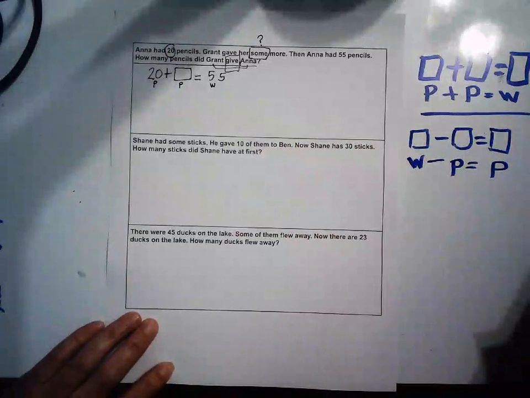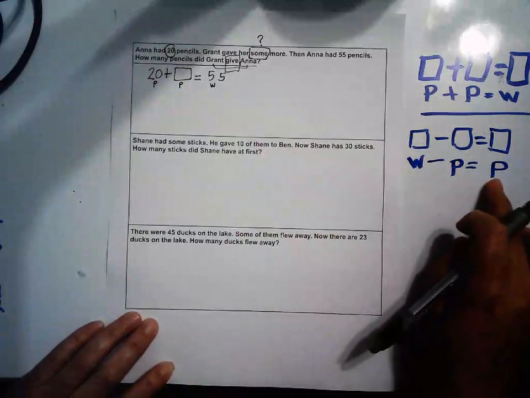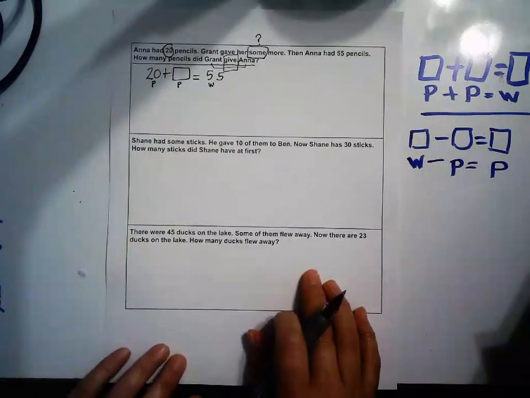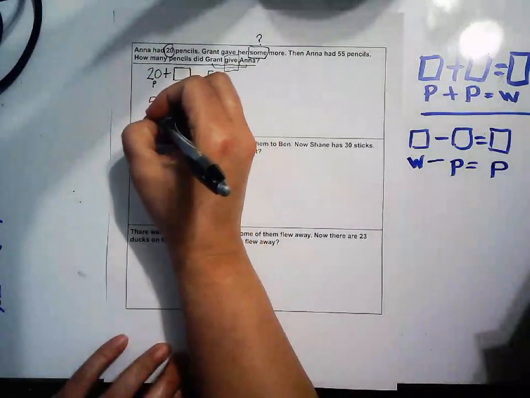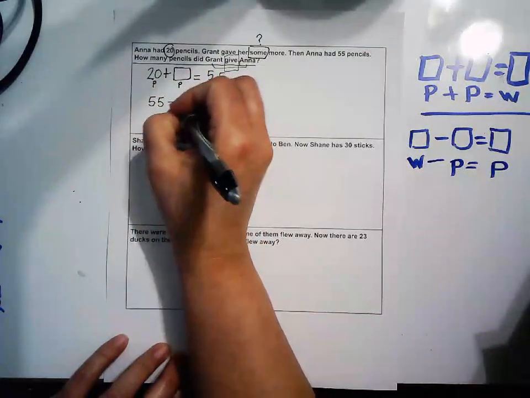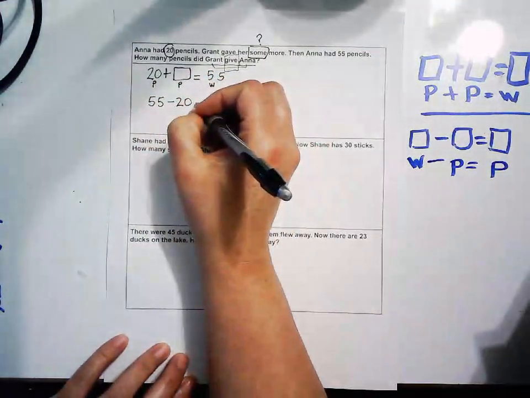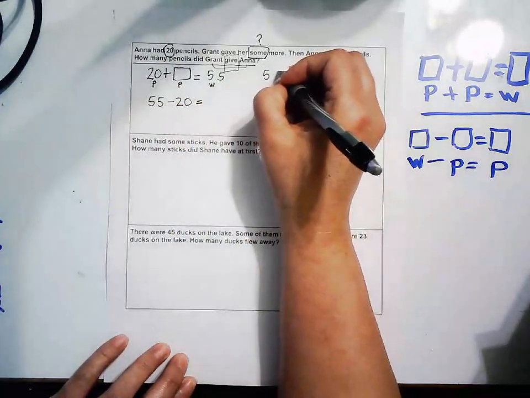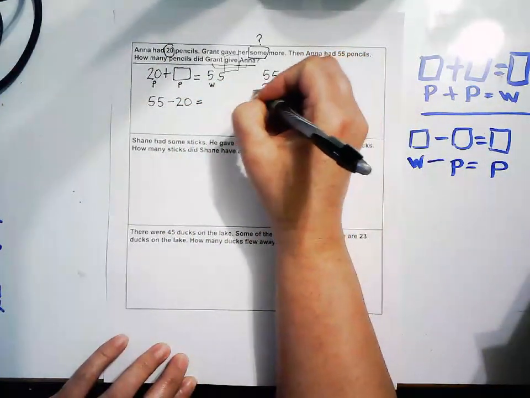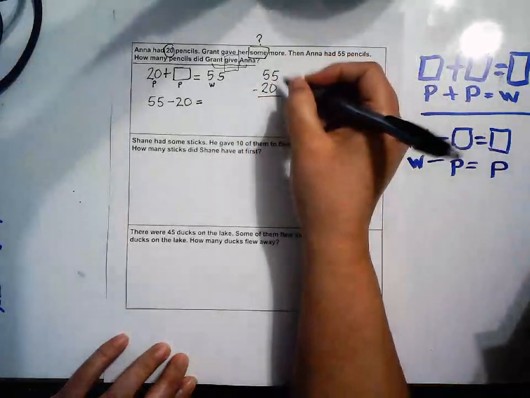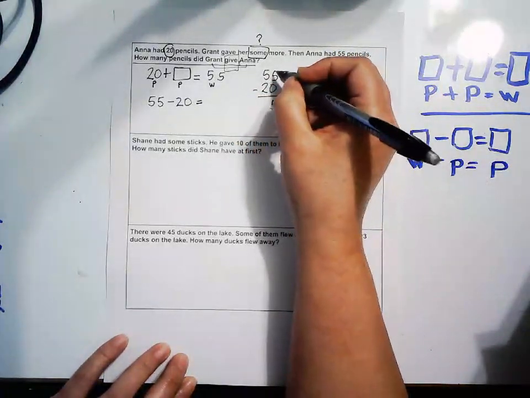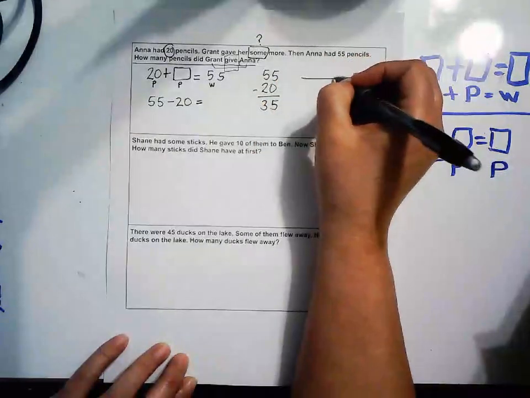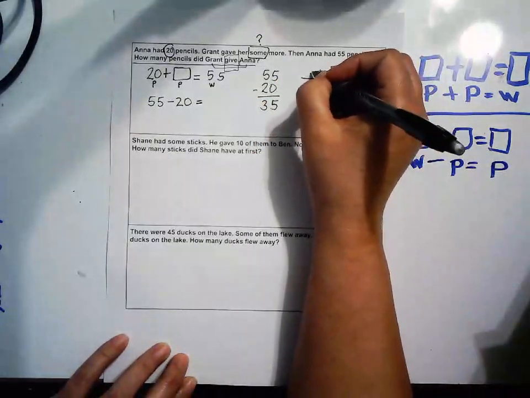Whenever I want to find a part, if you look here, to find a part, I have to subtract. So I'm going to subtract 55 minus 20. I can do it that way. That would be my answer. Or I can do it in an algorithm form, which would be 5 and 3.